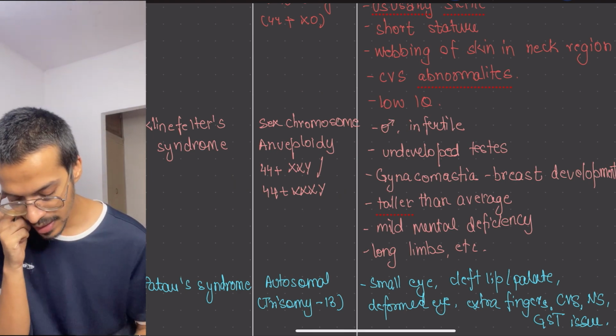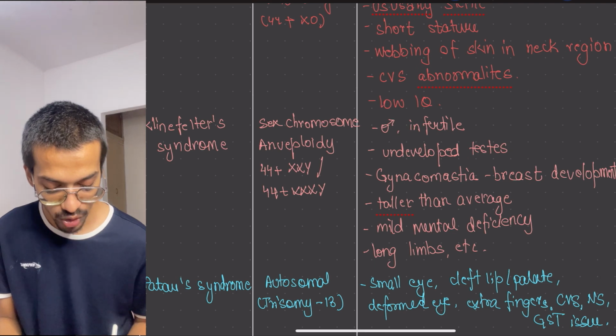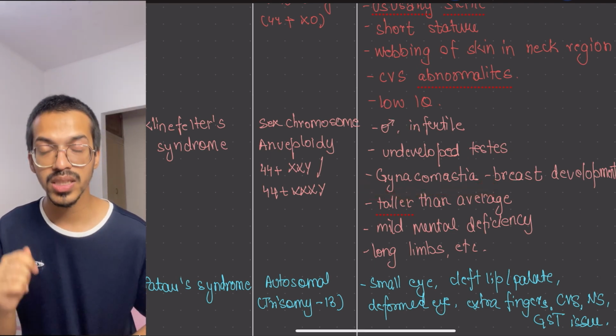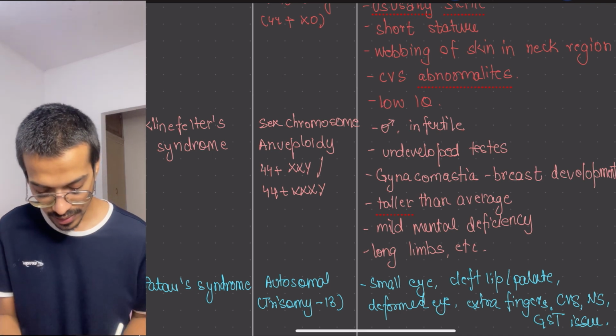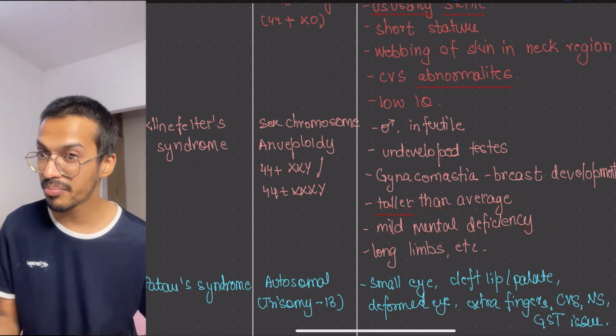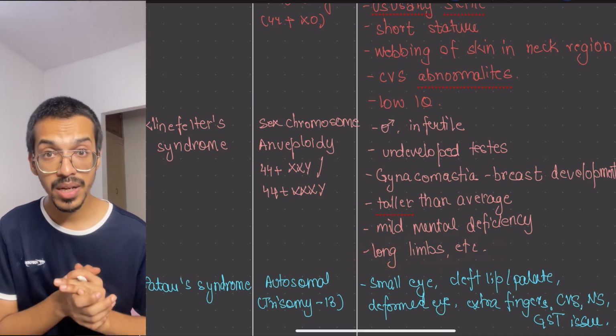You can understand it is male, infertile, with underdeveloped testes. There is a gynecomastia condition. What is gynecomastia? Breast development occurs in them. They are taller, okay, taller than average. Mild mental deficiencies might be seen in them. Long limbs and so on are present in them.